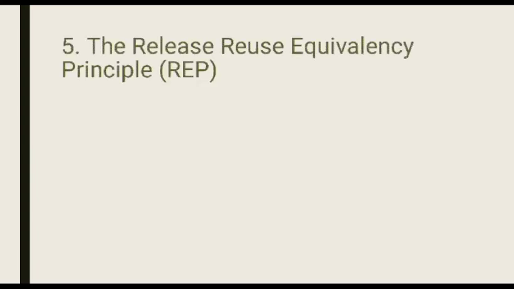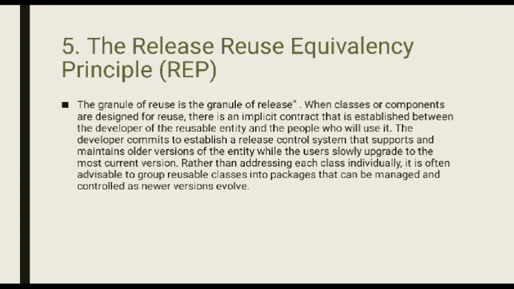Fifth, the release reuse equivalency principle. The granule of reuse is the granule of release. When classes or components are designed for reuse, there is an implicit contract that is established between the developer of the reusable entity and the people who will use it. The developer commits to establish a release control system that supports and maintains older versions of the entity while the users slowly upgrade to the most current version.